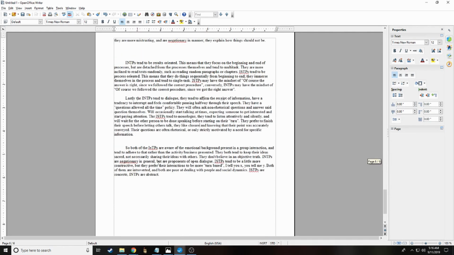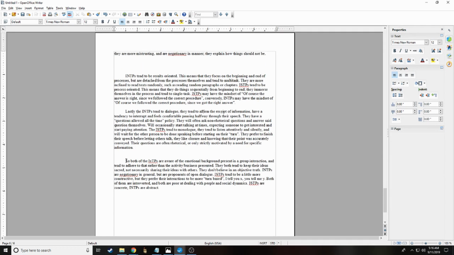So as the final analysis of this entire situation, both the IXTPs are aware of the emotional background present in a group interaction and tend to adhere to that rather than the activity or business that's presented, and so on and so forth. They both tend to keep their ideas sacred. They're not necessarily interested in sharing their ideas with others. They don't believe in an objective truth.